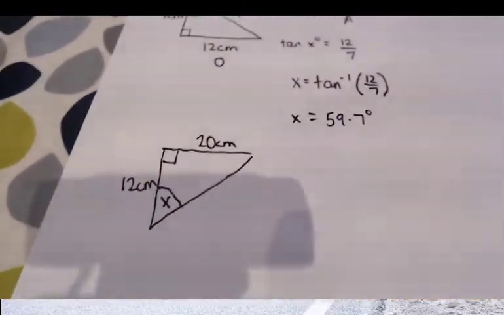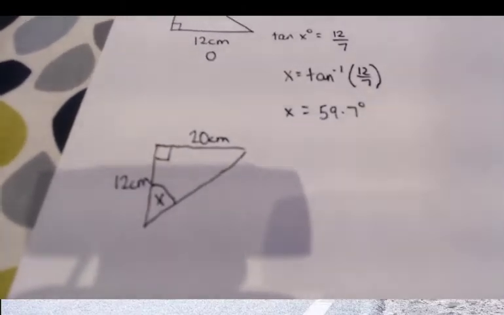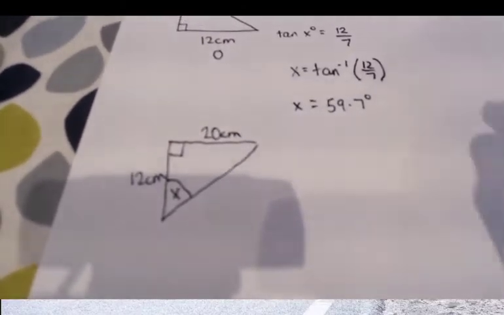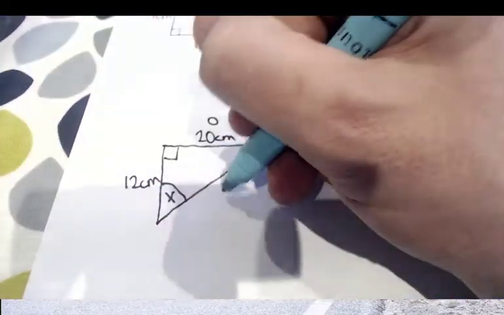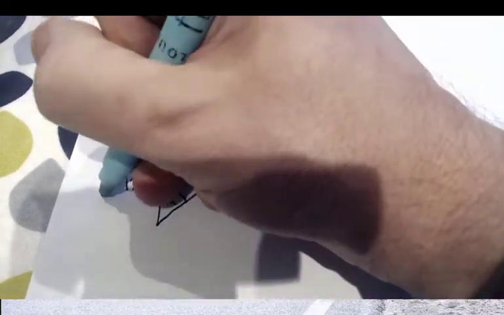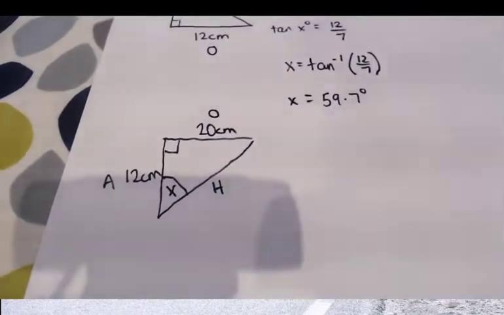So here's my triangle here. Now first thing, as usual, I'm going to label opposite, adjacent, hypotenuse. So I'm standing at the x, so there's the opposite. Hypotenuse is a big diagonal, and there's the adjacent.